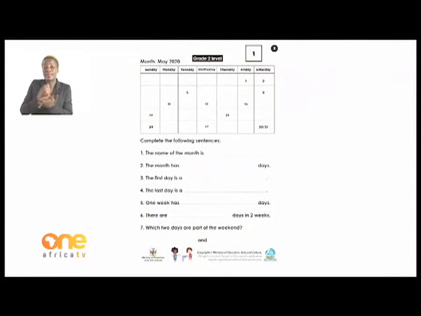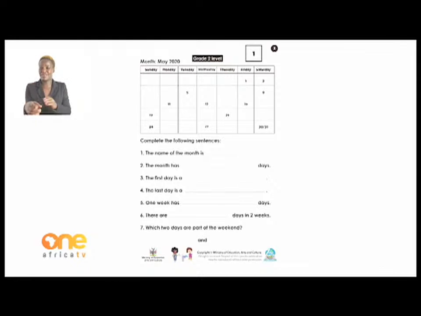So can we quickly look on our page? I have an activity there for you. So whenever you need to fill in this calendar, you have to have one by your side in order to fill in all the empty boxes with the correct dates. All right. So we have also an activity for you there whereby you will need to complete all the sentences. I am going to do for you the first and the second one. The rest you have to do on your own.